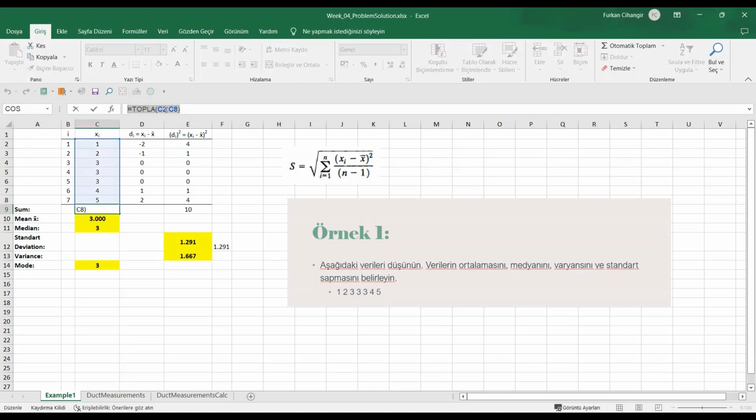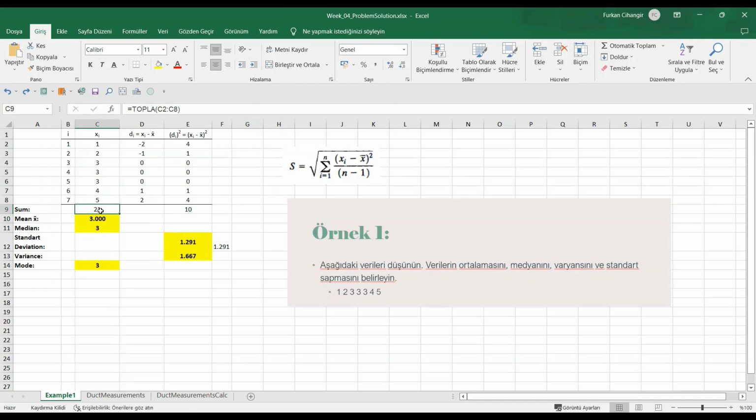It is summing between C2 to C8, okay? This is how we do it. And after that, you're taking the mean of it. How do you take the mean of it? In this block, I have C9 over B8, C9 divided by B8. So this is C9, okay?